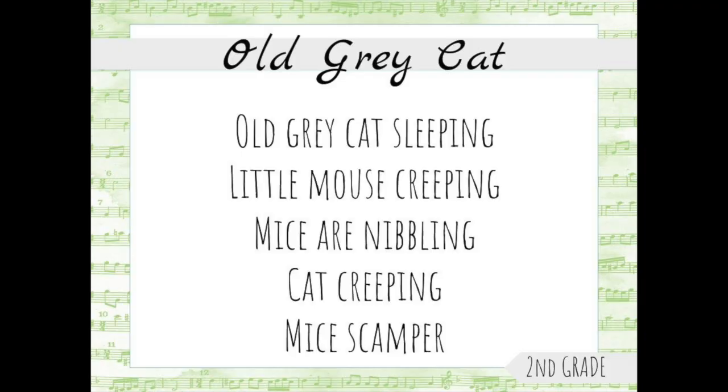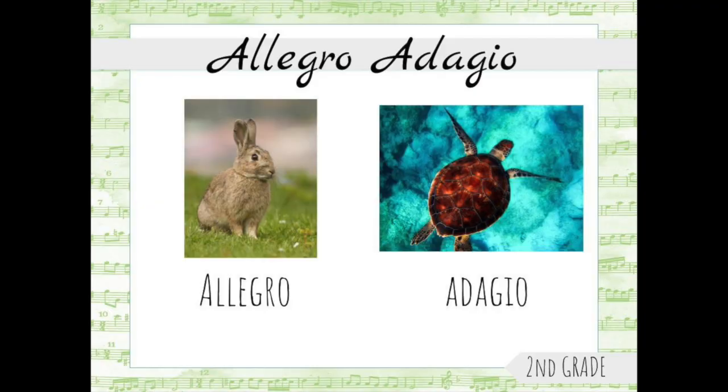So the first one is the old gray cat is sleeping. The second one is the little mouse is creeping. And then the mice are nibbling, the cat is creeping, and then the mice scamper through the house. And so we just go through and they act it out, and it's super fun, super simple. We review Allegro and Adagio, and then after that we have a quiz.